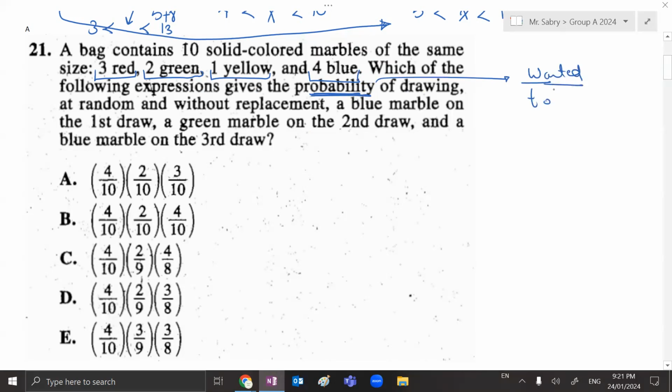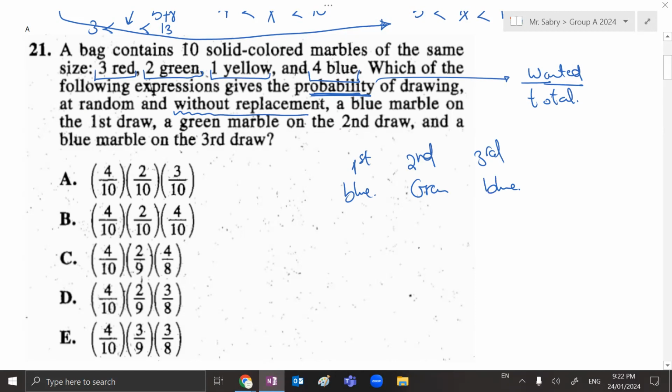And because I wrote the rule on the side, I know now what I'm looking for, the wanted. So what's the wanted? Drawing at random and without replacement. This is a very important part. A blue marble on the first draw, so the first should be blue, a green marble on the second draw, and a blue again on the third draw.